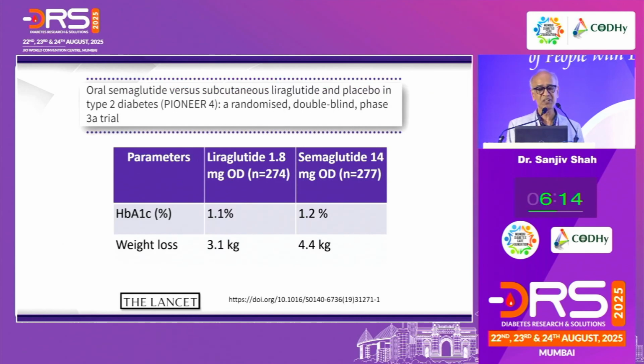Let's examine semaglutide at the highest oral dose. Oral semaglutide is different from injectable semaglutide, and here you have a similar A1C reduction of 1.1 with 3 kg or 4 kg weight loss. Again, this is from a relatively recent pioneer program of oral semaglutide.